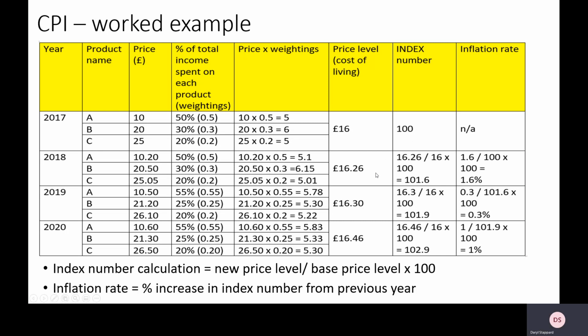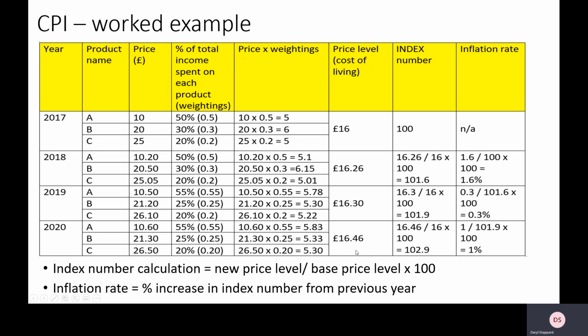Now what we can then see is that by 2018, there's been a 26p increase in the cost of living. So to work out the new index number, I take the new price, which is £16.26, divide it by the base price, 16, and multiply it by 100, which gives me an index number of 101.6. In 2019, we can see that the cost of living has increased by a further 4p. So again, we take the new price, £16.30, divide it by the base, which was 16, multiply it by 100, and we get 101.9.